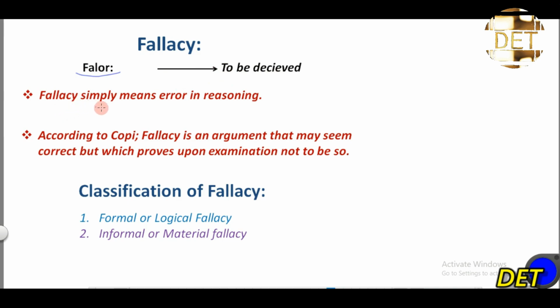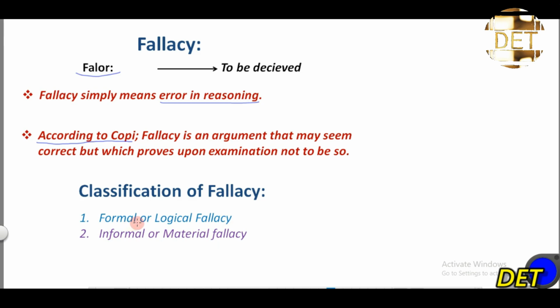Fallacy, like I said, is derived from the Latin word fallo, and it means to be deceived. So fallacy simply means error in reasoning. And according to Copi, a fallacy is an argument that may seem correct, but which proves upon examination not to be so. You must remember this definition. And we looked at basically two classes of fallacy: the formal or logical fallacy and the informal or material fallacy.